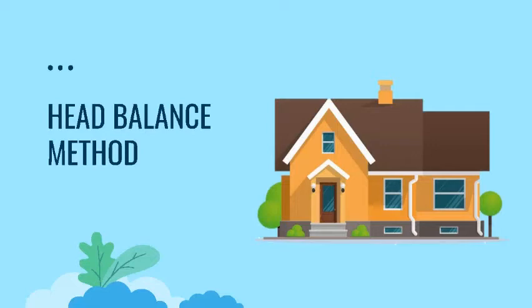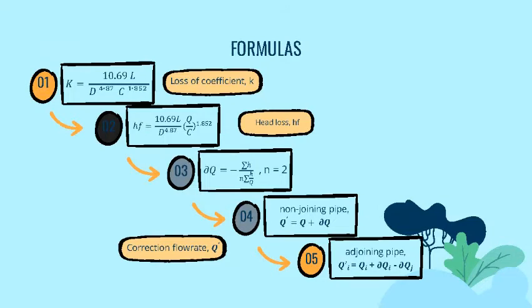After that, we move on to head balance method. For the head balance method, the formulas that you need to know is first, the loss coefficient, K. K is equal to 10.69 times the length divided by the diameter to the power of 4.87 times the roughness coefficient to the power of 1.852.